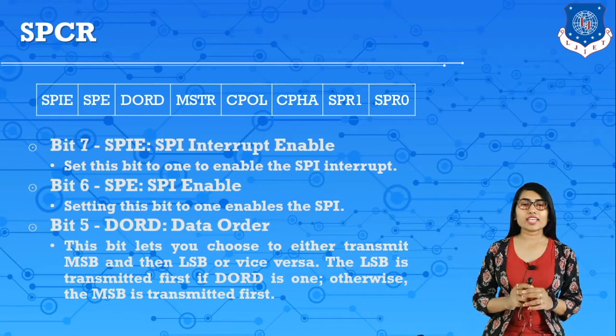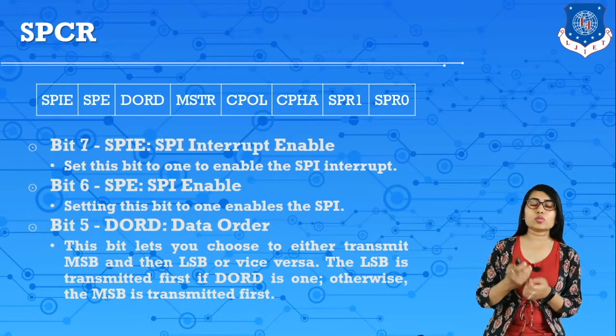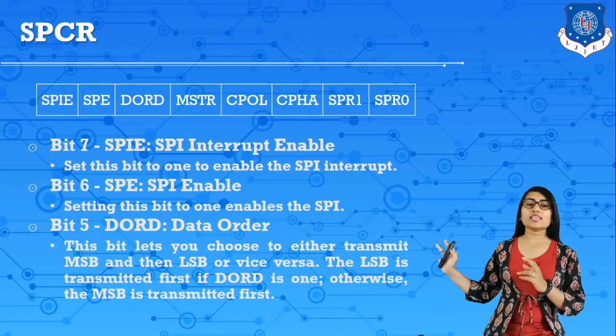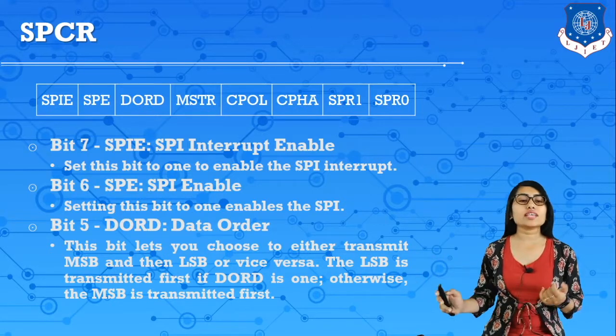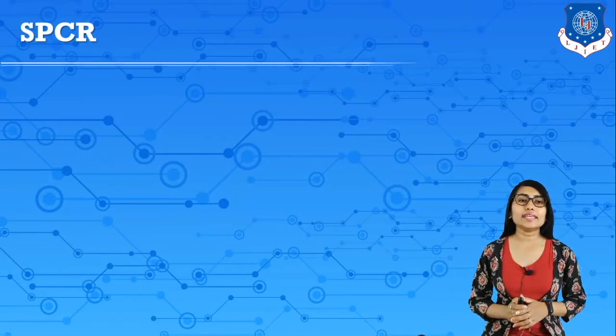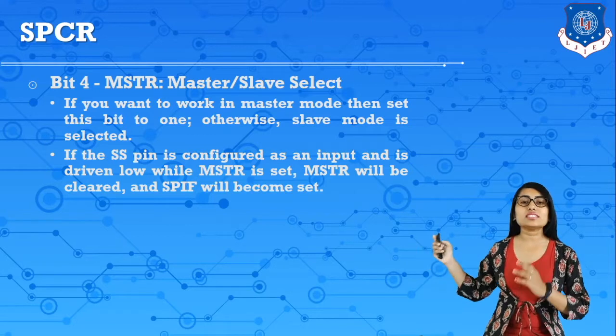This bit lets you choose either to transmit MSB and then LSB, or to first transmit LSB, then MSB. The LSB is transmitted first if DORD is 1, otherwise MSB is transmitted first. So these are the DORD bits. Now next is MSTR, that is master slave select.